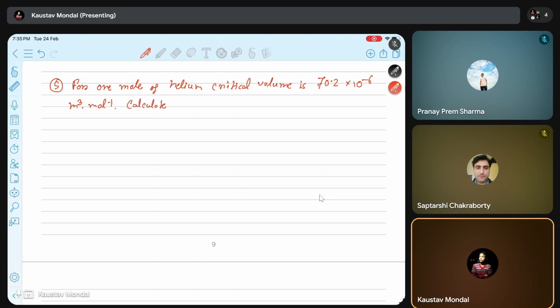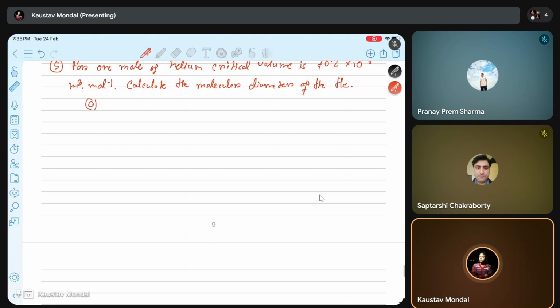Calculate the molecular diameter of the helium. The options are: A, 1.3 angstrom; option B, 1.6 angstrom; option C, 2.6 angstrom; option D, 5.2 angstrom.